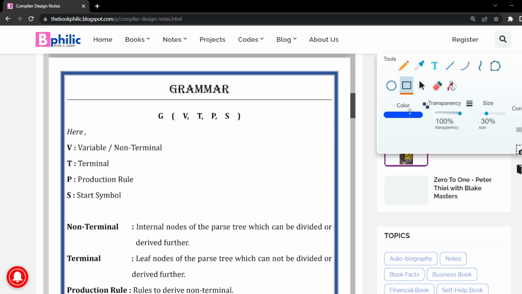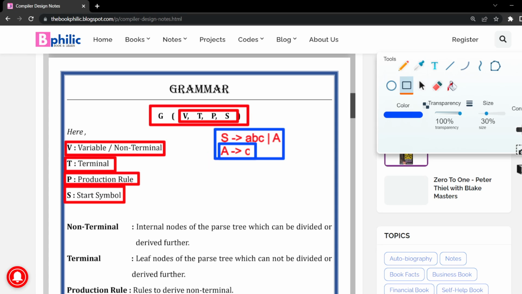Now let us understand one more thing before going to the next part. Can you see this small a, small b, small c? If yes, then no worry about this. These are nothing but the terminals. So you can say that the small letters of the alphabet are nothing but terminals. But this one, capital A, is nothing but the variable. So the variable or non-terminal is the capital A written over here, and small c is nothing but the terminal.